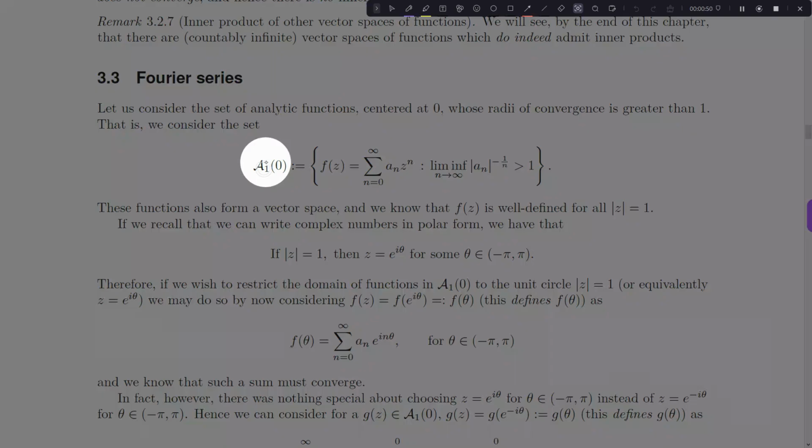We're going to start by just considering the analytic function centered at 0, and I've given these a subscript of a 1. And by the subscript of a 1, I mean that you'll recall this is the way you can calculate the radius of convergence of some analytic function. And I'm claiming that the radius of convergence of all of these in here is greater than or equal to 1.